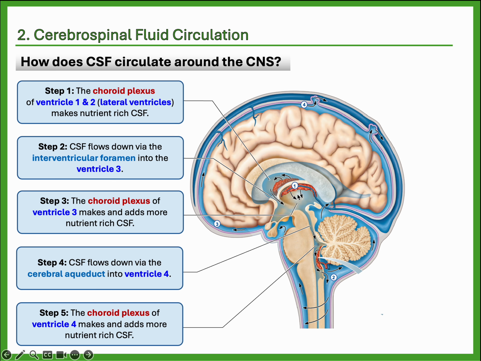ventricle 3. In ventricle 3, the choroid plexus of the ventricle makes and adds more nutrient-rich CSF, right? So it adds to the CSF that was made from up here. It's just pouring more liquid. More of this CSF is adding into this chamber, right? CSF then flows down, right? It goes down the cerebral aqueduct here into ventricle 4. The choroid plexus right here of ventricle 4 adds even more nutrient-rich CSF, right?